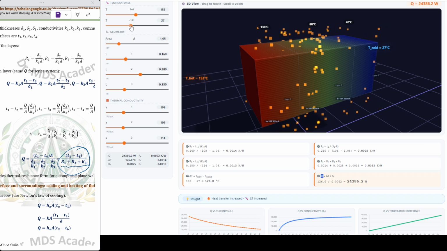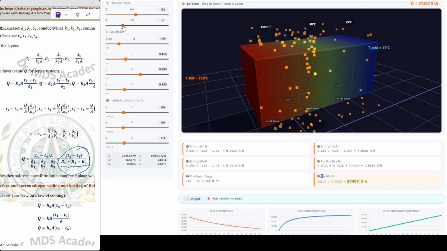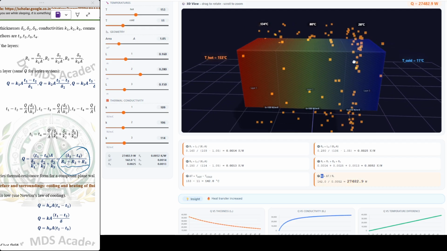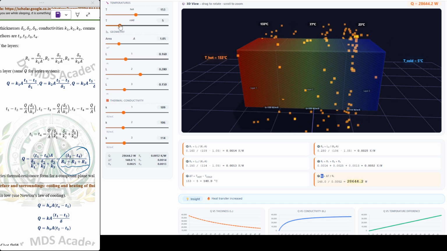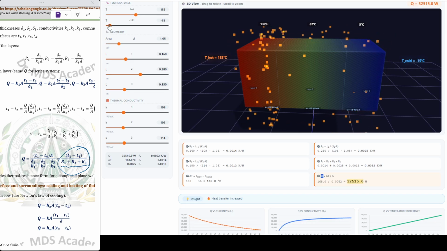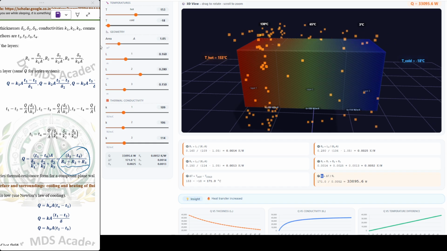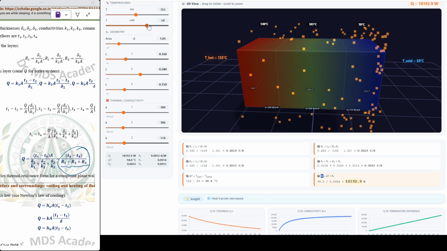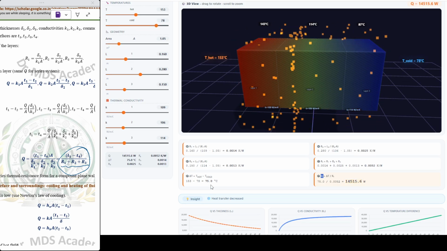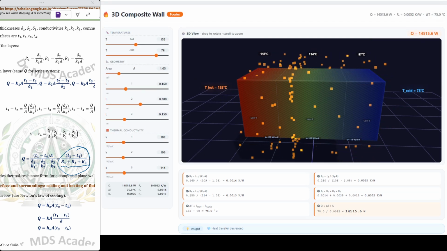Now let's change the T cold temperature. As you are decreasing the T cold temperature, the right side wall temperature, the Q value is rising because the difference is getting more and more. As we are increasing the T cold, the difference is getting lesser, so Q is also getting lesser.